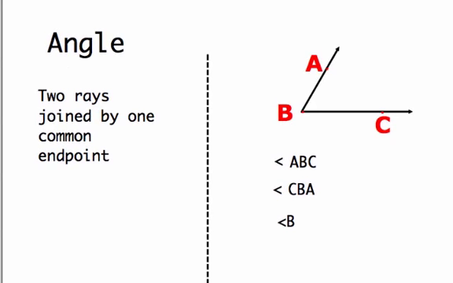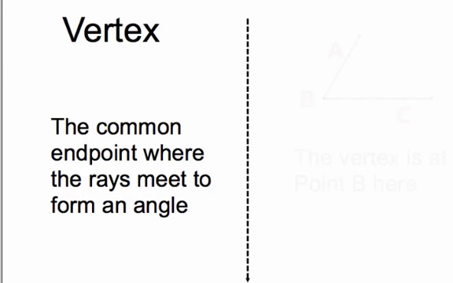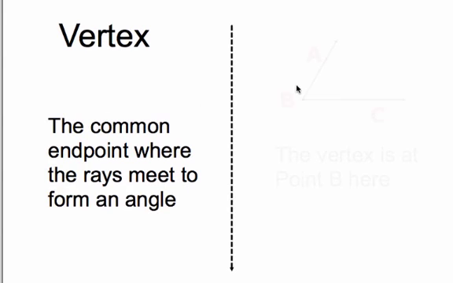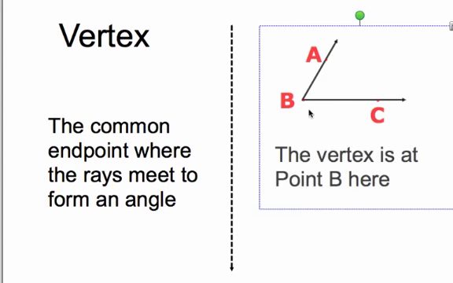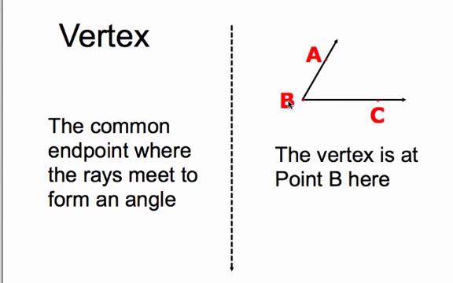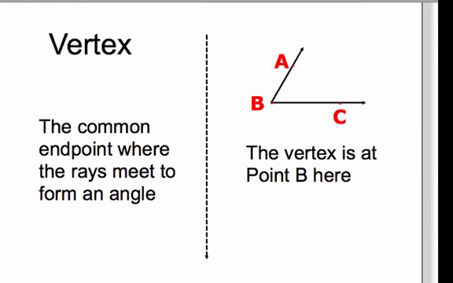The next word we have to know about is a vertex. That's a common endpoint where the rays meet to form an angle. And a vertex would be where point B is in this particular instance. That's where the two rays are joined to make the angle.